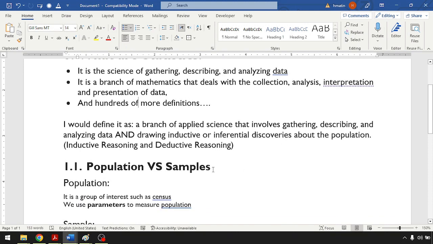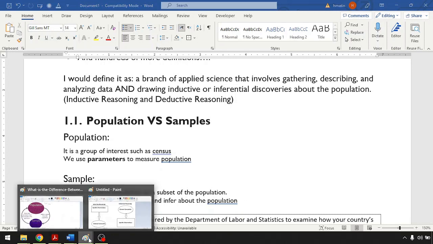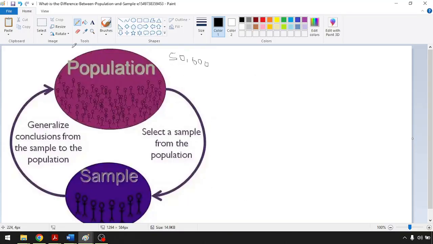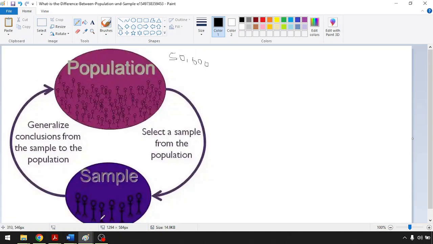In the discussion of population and samples, it's important to understand that we use parameters to measure the population, and we use statistics to describe and infer about the population. And again, population is the main group or set where the population data come from. For example, if we consider this to be the population of all teachers in a country, which could be 50,000, and if we have a sample of, let's say, 10 teachers taken from this population, then these are sample data, and the 50,000 teachers are the population data.